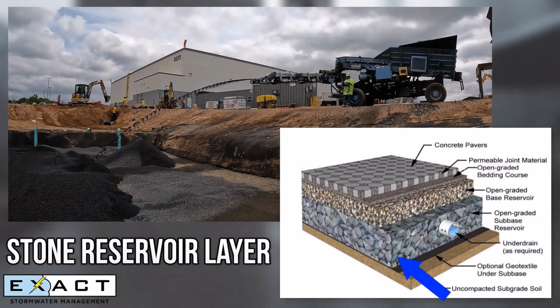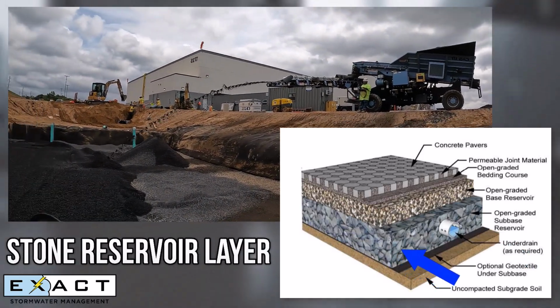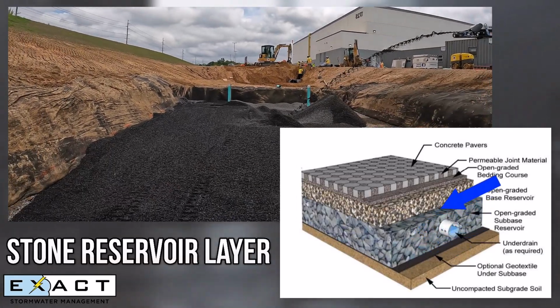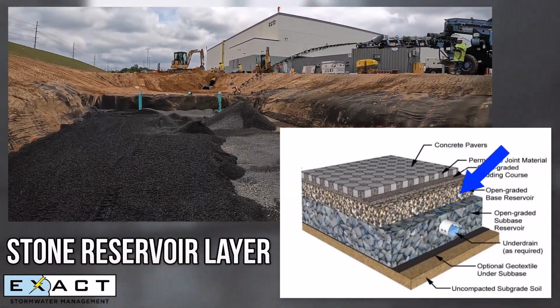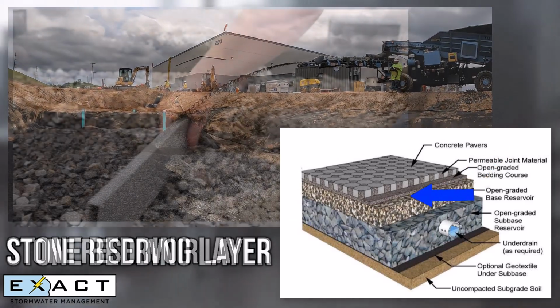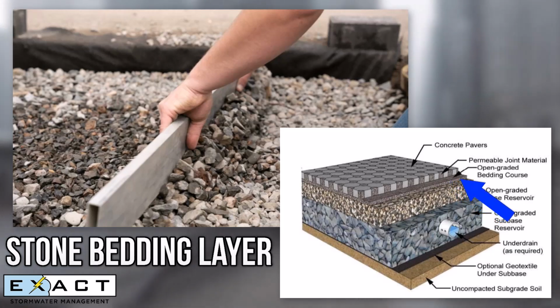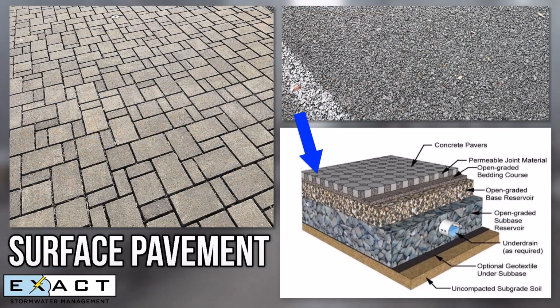The reservoir layer is the lowermost layer of the system, made of one or more subsections of small stone, and it's where the water is stored for a time as sediment and other harmful solids are filtered out through the stone. A bedding layer of stone is put on top of the reservoir that the surface material will be laid upon. The surface pavement is placed next.